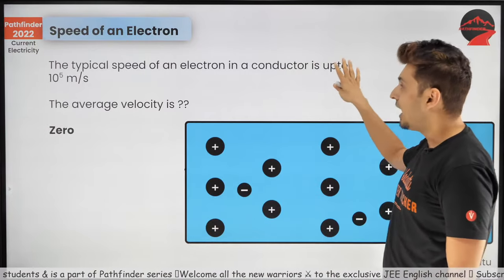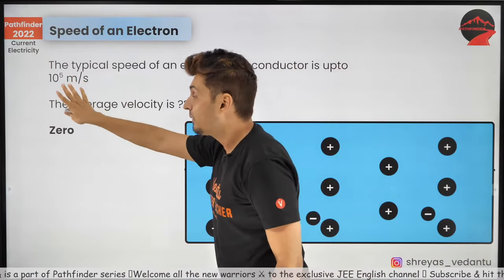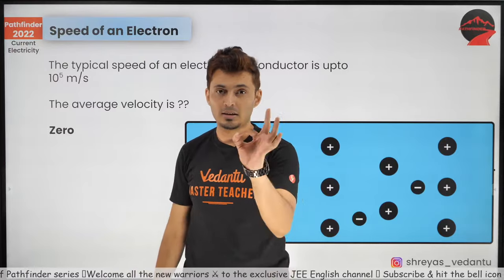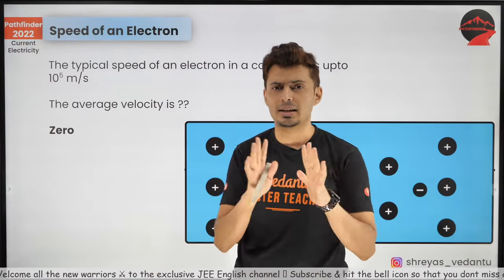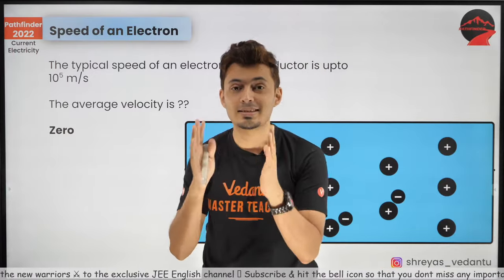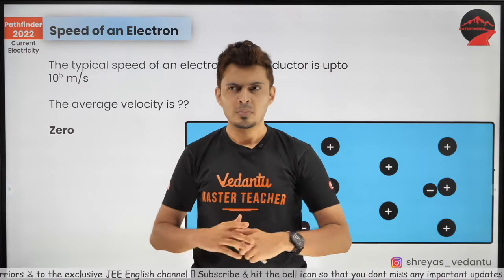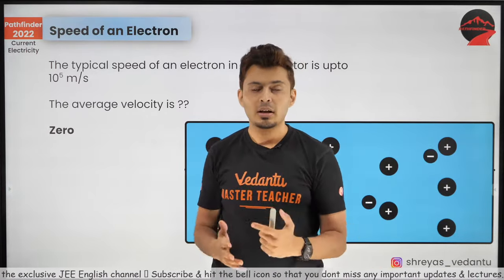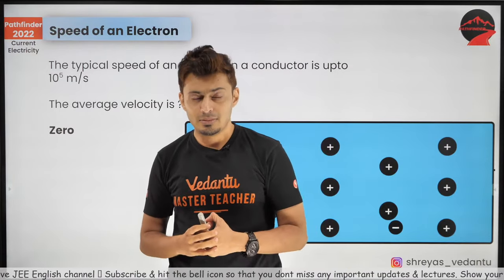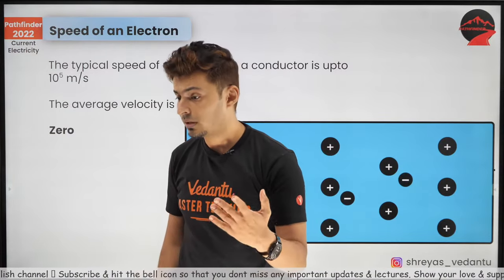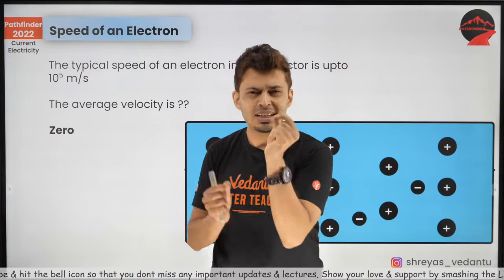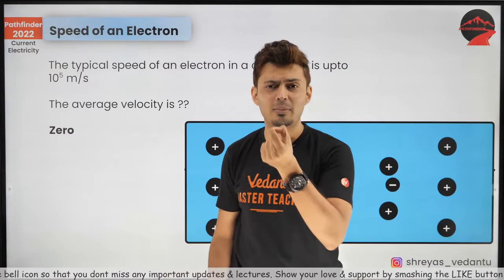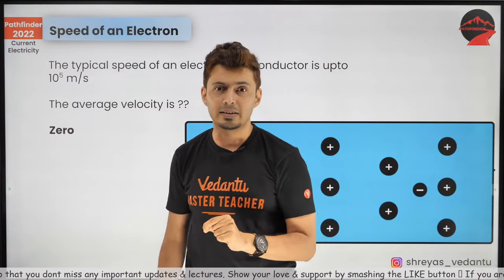It's typically up to 10 to the power 5. 10 raised to 5. That's the speed of electrons inside a conductor. That's like around 1 lakh meters per second. Correct? That's how it is. And that's very fast. But you cannot see it. They're very tiny. They won't hit you. They won't damage you. They're very tiny inside the conductor.